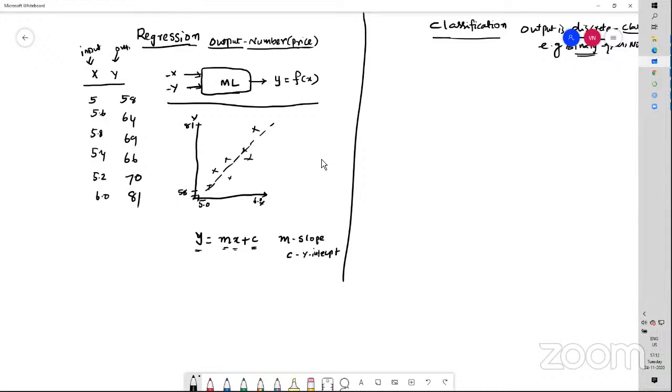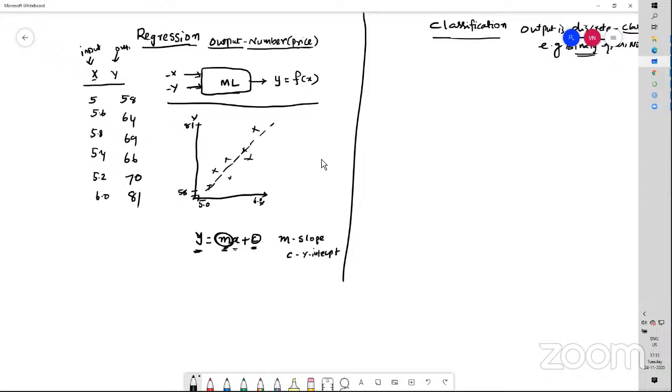Now, we know the value of x, x is the input. We know the value of y, y is the output. What we don't know here is the value of m and the value of c. So we need to find out what value of m and what value of c, when substituted in this equation, will generate this output from this particular input.